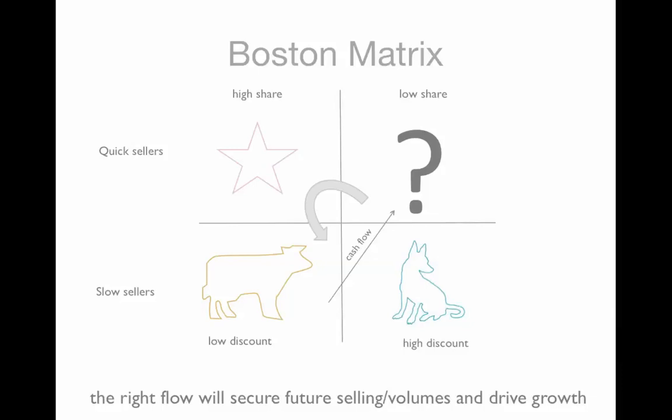But you can see that there's 4 quadrants. They're called the stars, the question marks, the cash cows and the dogs. And you can see that they've got a different position in the matrix, dependent on the axes that have been labelled on the side and at the top. So what you're doing is basically ensuring that the right flow of product secures future selling volumes and will drive growth for your brand or for your business.